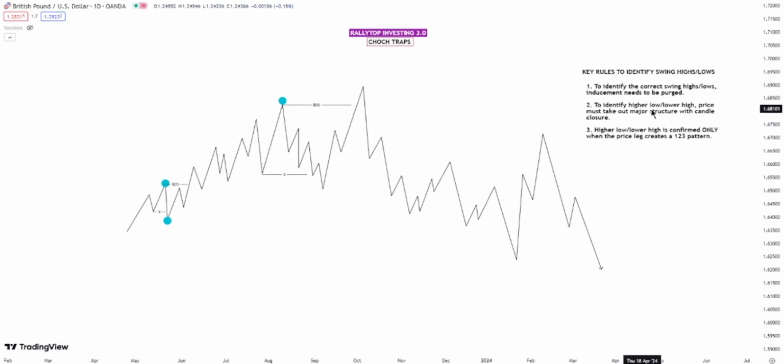Rule number 2 says to identify higher low or lower high, price must take out major structure with candle closure. It happened there. And so that's a break of structure. Now for us to mark this as our higher low, rule number 3 must also be met. And what does he say? He says higher low or lower high is confirmed only when the price leg creates a 1, 2, 3 pattern. Did this leg create 1, 2, 3 pattern? Yes. Look at it. 1, 2, 3. Simple. Okay? So that's our 1, 2, 3 pattern.